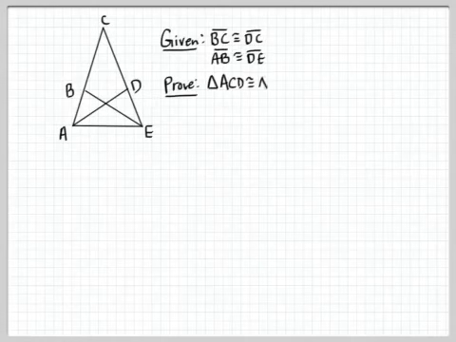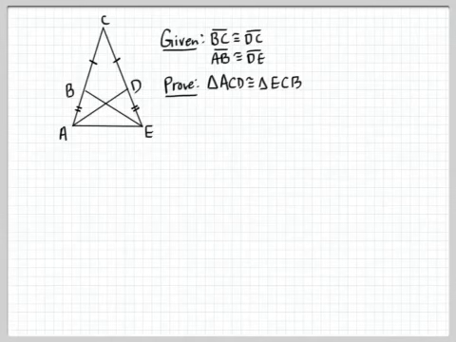So we're given a pair of congruences. We want to prove two angles congruent. And then I mark the congruences. BC is congruent to DC up here. AB congruent to DE down there. Now I want to prove this triangle is congruent to that triangle. So let me color those. Those triangles are overlapping. So the pink one is triangle ACD. The green one is triangle ECB. I want to prove that those are congruent.